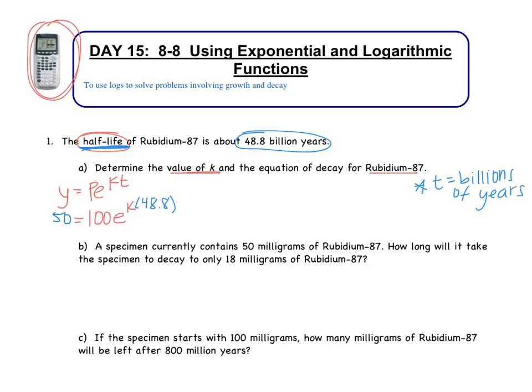Okay, so now we need to solve for k. The first thing that I'm going to do is divide by 100. So I get 1/2 equals e to the power k times 48.8. Okay, so this is an exponential equation. At this point, I need to solve for k. If you look at that blue sheet, the blue cardstock that I gave you last week, that gives you some kind of hints and tricks.